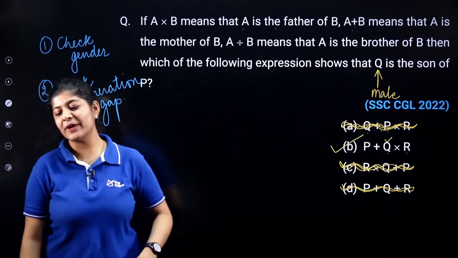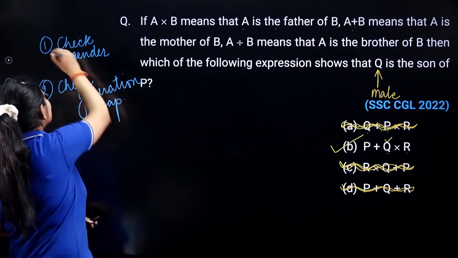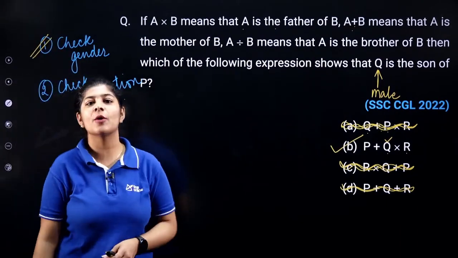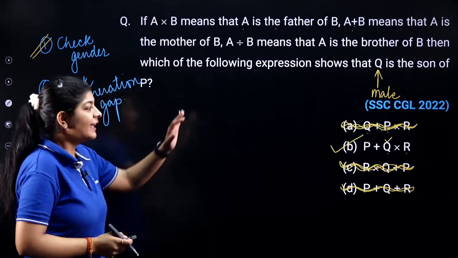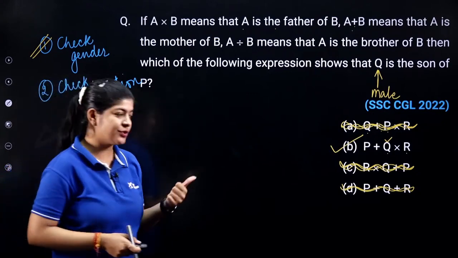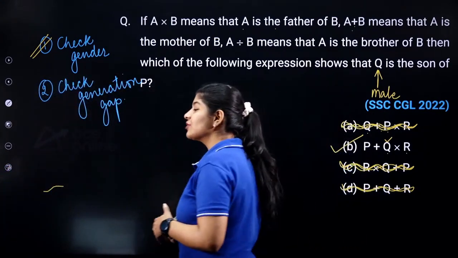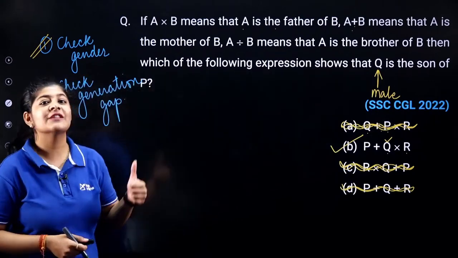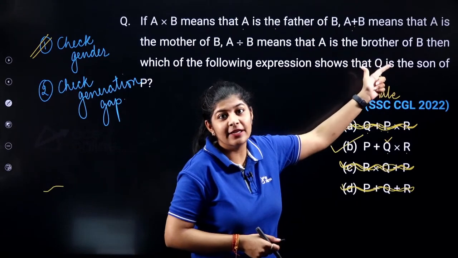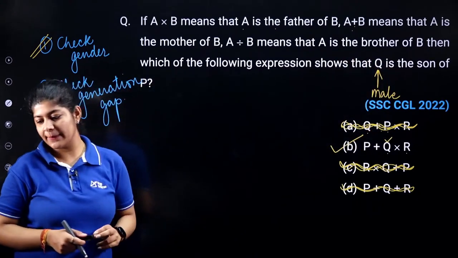The correct answer over here is your option number B. This is very easy. With the help of step 1 only, we just determined our answer as our option number B. There is no need in this particular question to go with our step number 2 or just to check the generation gap. Because in the rest options, we are getting a Q as female. But here we want Q as our male candidate, not the female candidate. So the correct answer over here is your option number B.